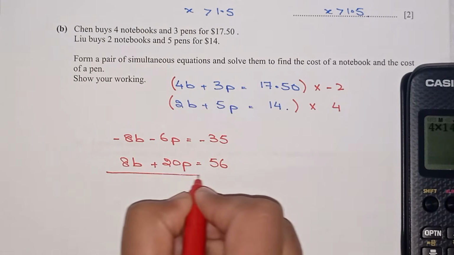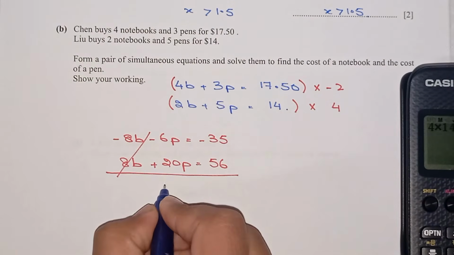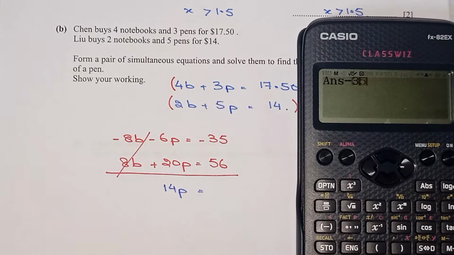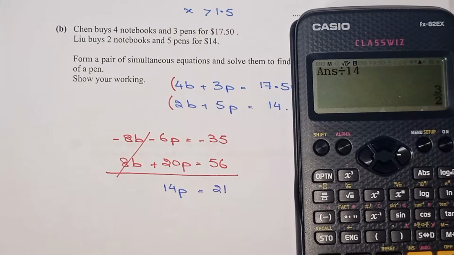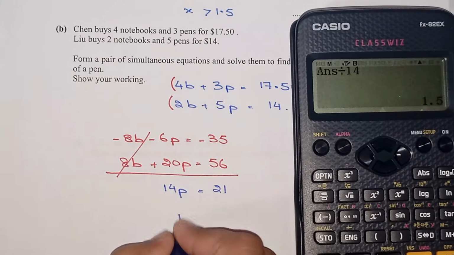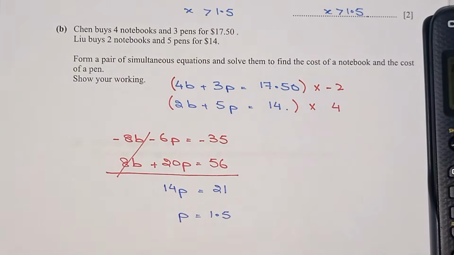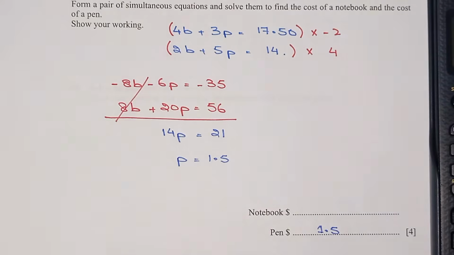Let me add these two equations. So we will get 20 minus 6, this would be 14p. This would be equal to 56 subtract 35, which is 21. 21 divided by 14 would be 1.5. So p is 1.5. So we can say that the cost of a pen is $1.50. Right?